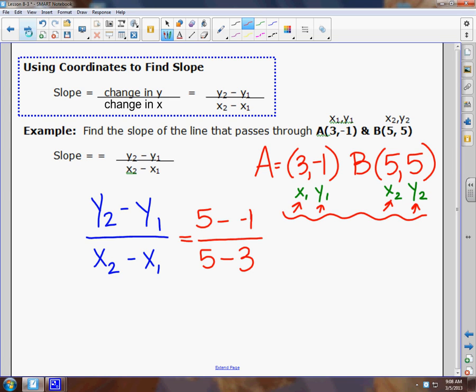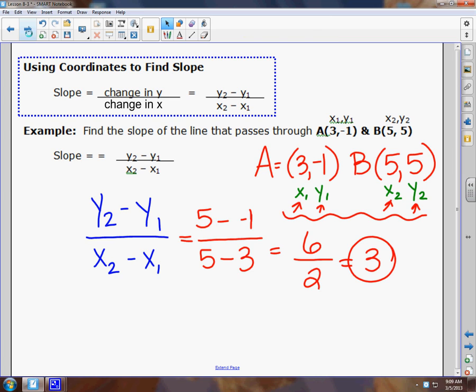And then I just do this problem. 5 minus -1 is 6, and 5 minus 3 is 2. 6 divided by 2 is 3. So my answer is 3 for the slope.